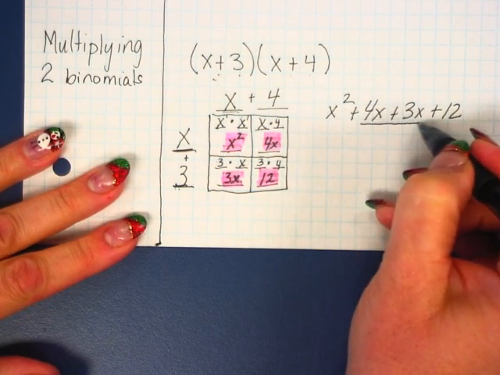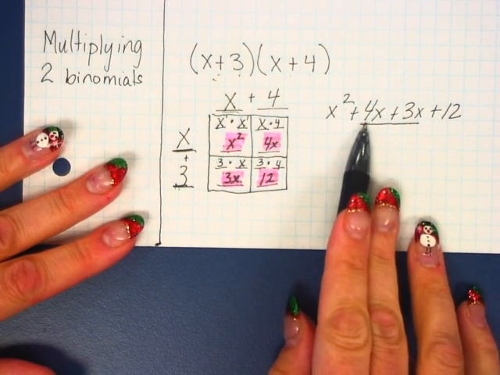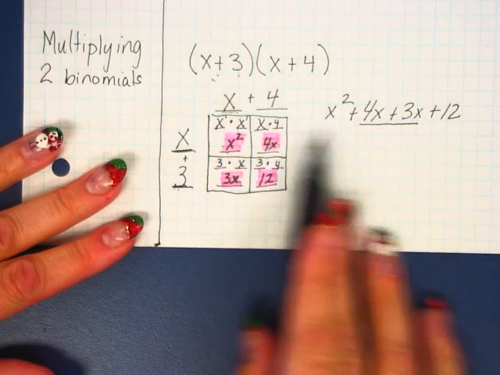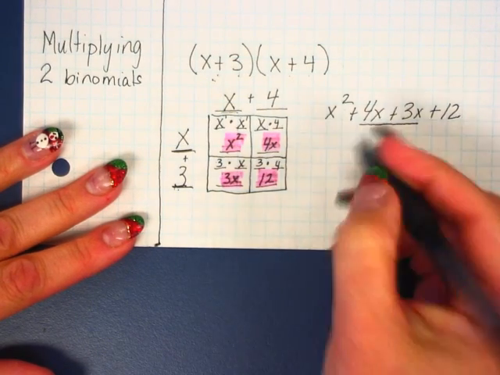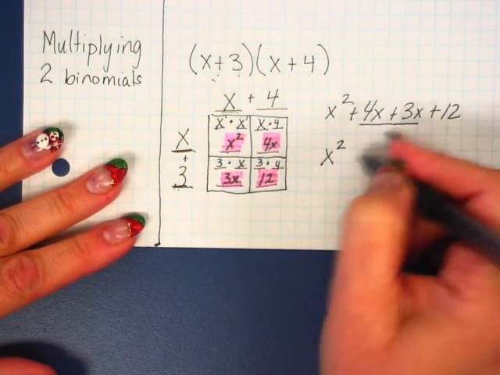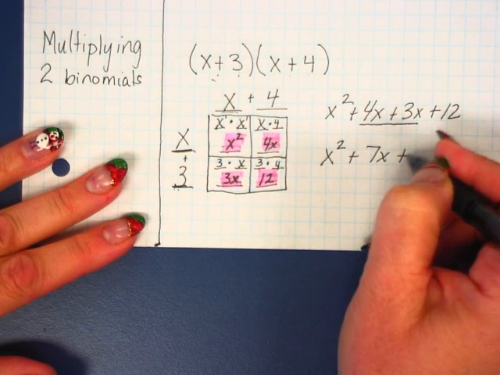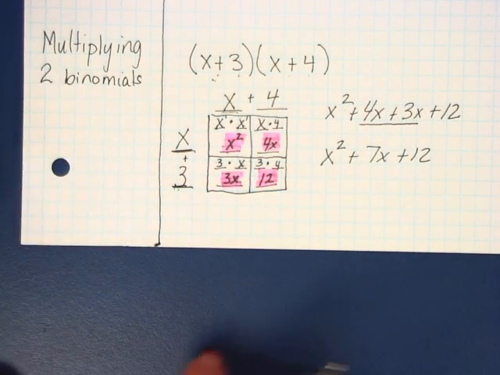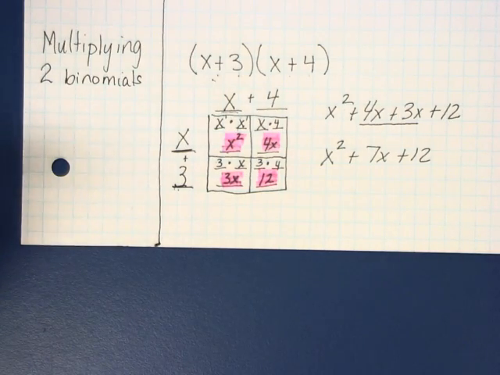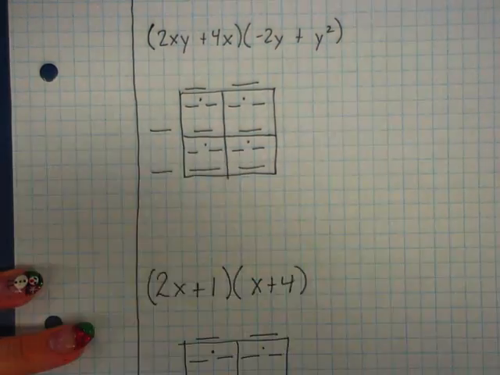Collecting our like terms. The only like terms we have in this problem are 4x with 3x, because this is x squared and this doesn't have anything. Since it's addition, it's just straight addition. Remember, adding 3 x's and 4 x's gives us 7 x's. It doesn't change that x at all.